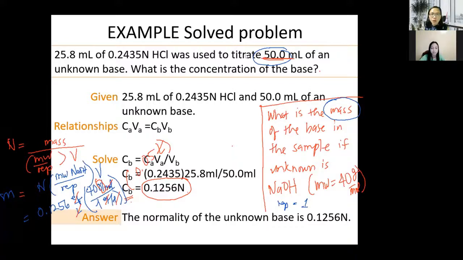We end up our first method, which is titration. Next method on quantitative analysis is your instrumentation.